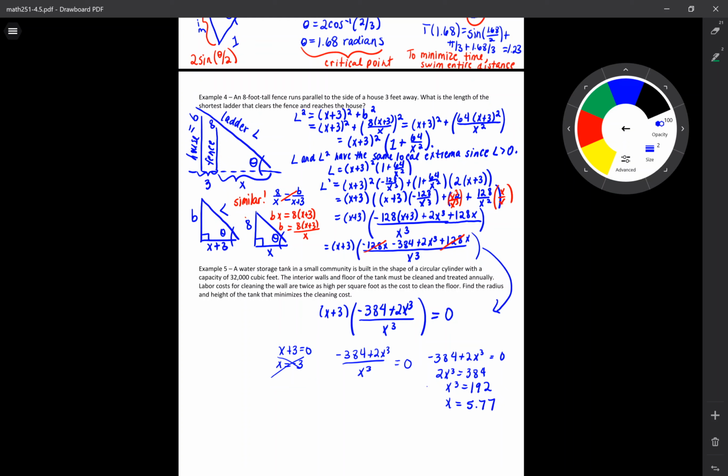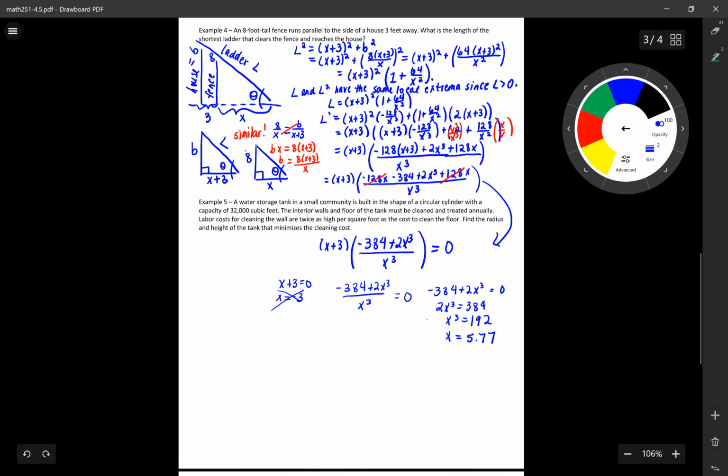So this is my critical point, and I do not need to test the endpoints here because it does not make sense to have 0 length or infinite length. So that means that x, or the length from the fence to the bottom of the ladder, is 5.77. But that's not what I wanted to find. I wanted to find the length of the ladder, but luckily I can do that using my original function.